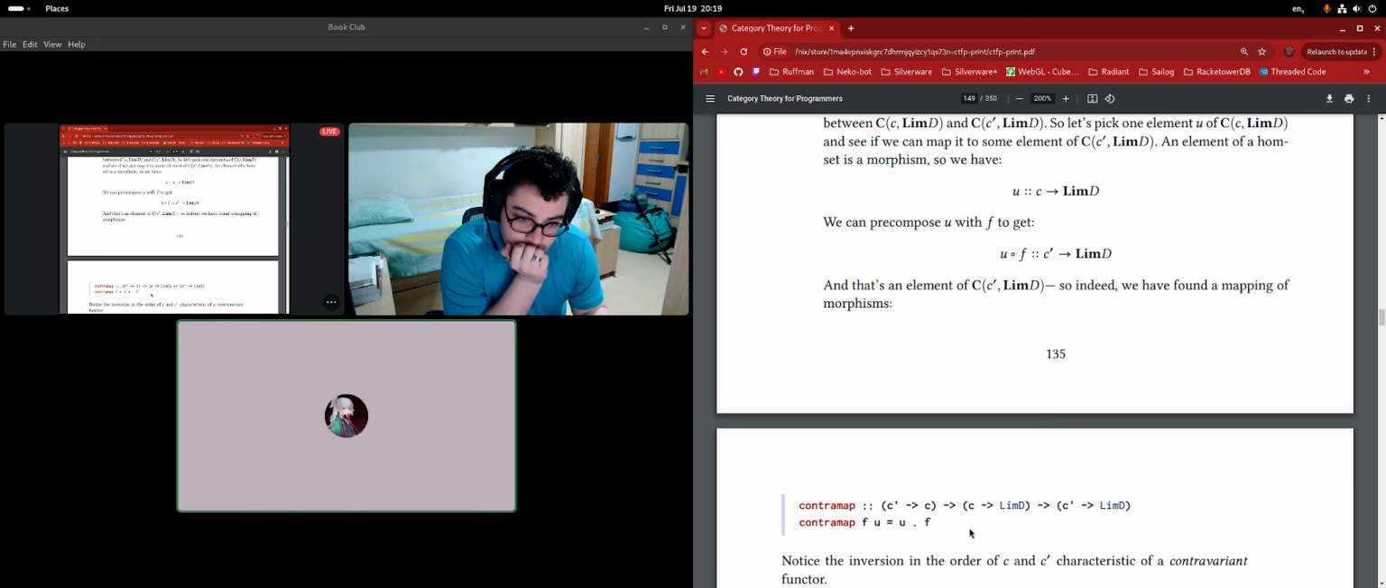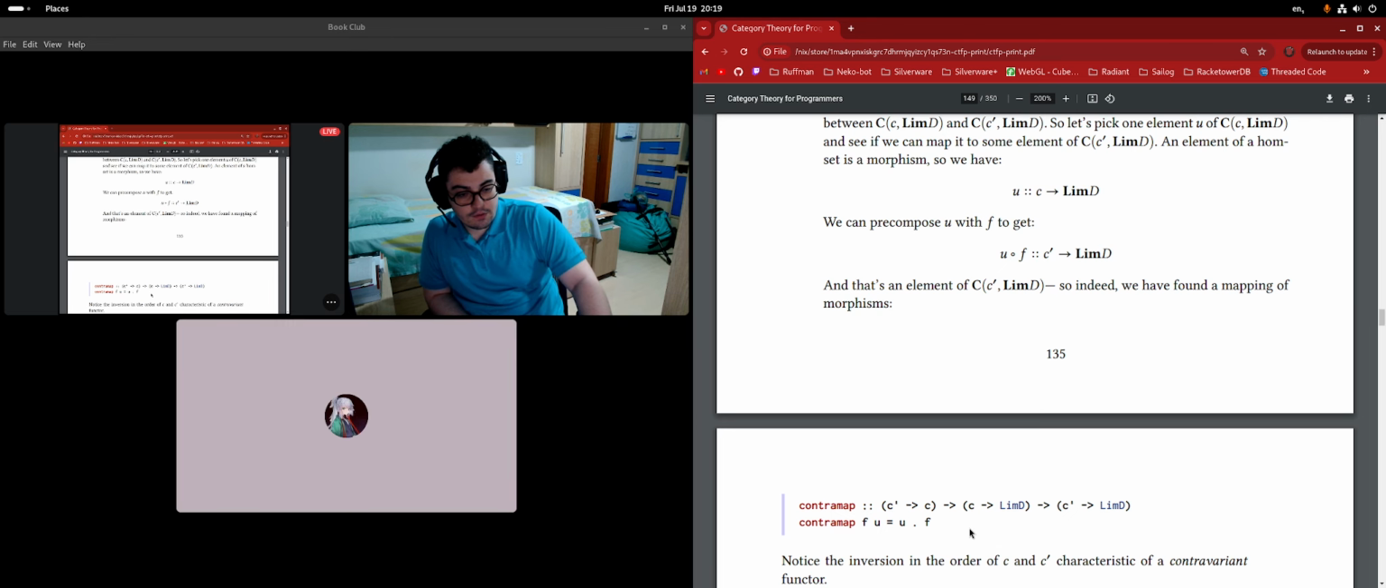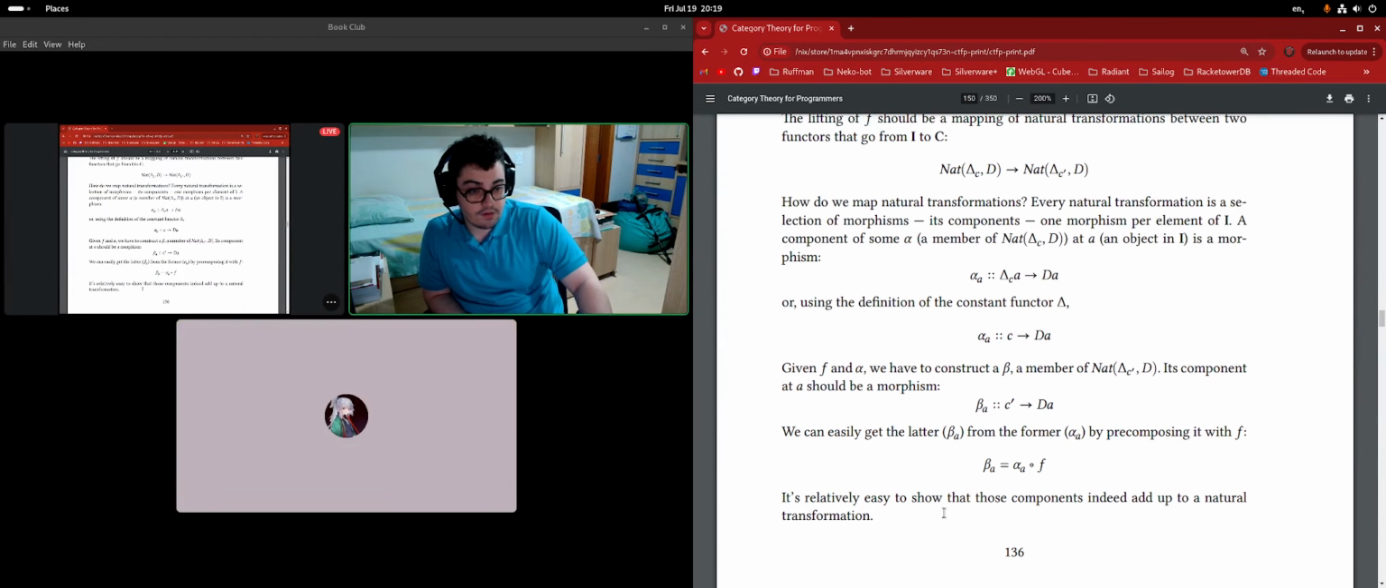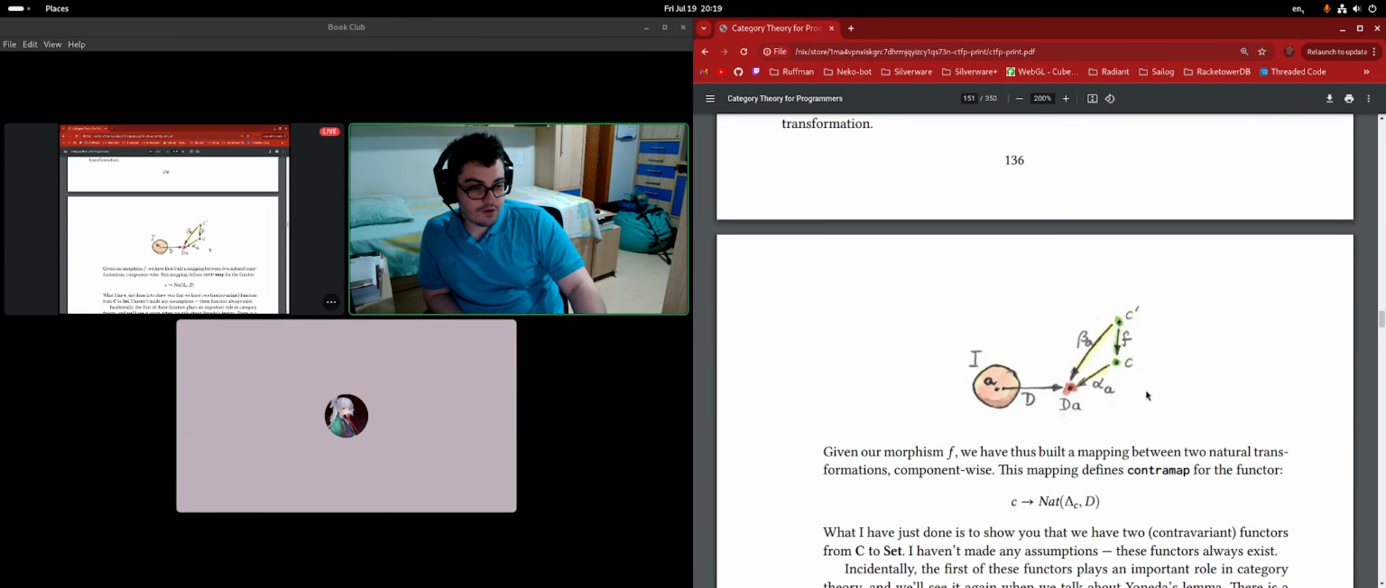This actually reminds me of the implementation of contramap for functions, actually, yeah, which is the reader, kind of, right? Okay, I see. Okay. We can easily get the latter from the former by precomposing. Yes. Now that's the easy part. Once you get all these types on the table, it's just Tetris. And here's the drawing of that, right? Here's the drawing of that.